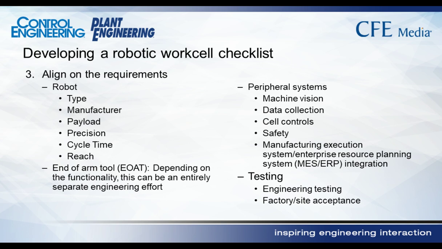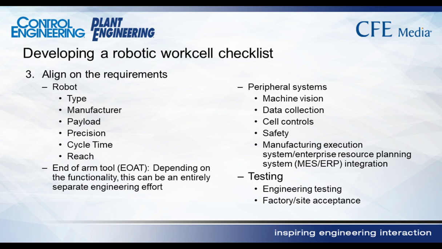At this point, you need to sit down with your stakeholder team and you need to talk through the requirements for the robotic work cell. As Ian mentioned earlier, the robot type, if you have standards, the manufacturer, the payload, the precision, and the cycle time and reach of the robot, these are all critical things to define for the robot selection to ensure that the robot can meet the requirements that you laid out.